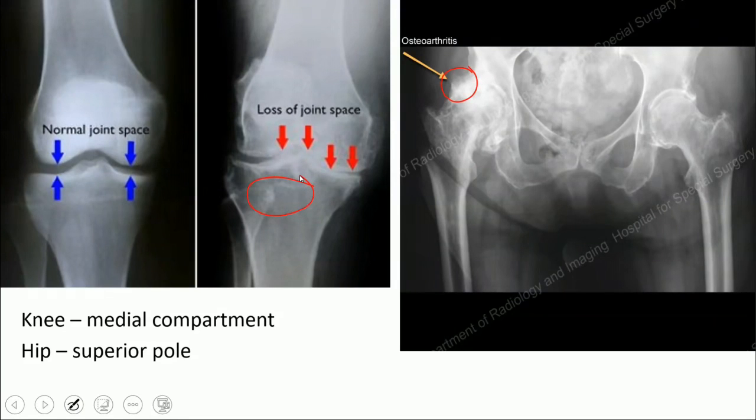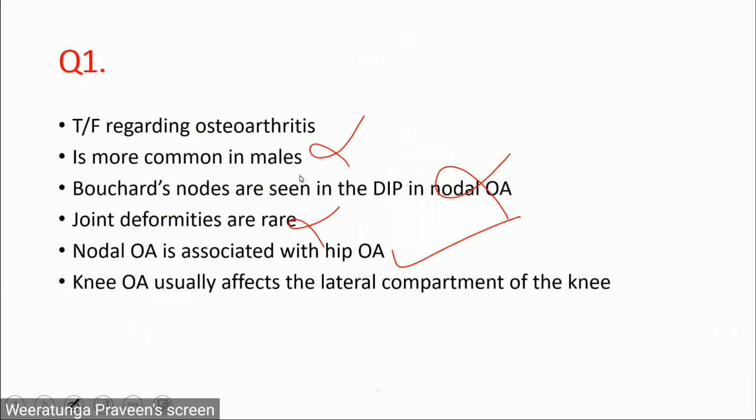Usually in the knee, it is the medial compartment that is affected, and in the hip, it is the superior compartment of the joint space that is commonly affected. So knee osteoarthritis usually affects the medial compartment, not the lateral. Okay. Any questions about these ones?